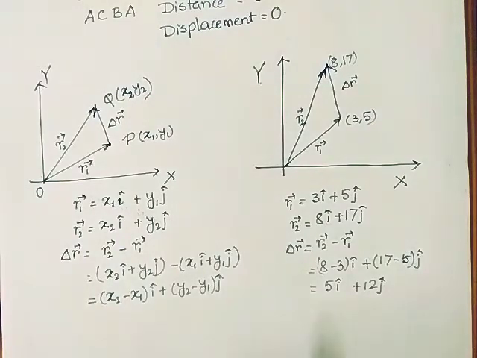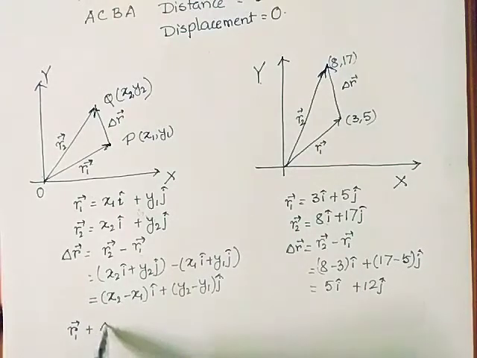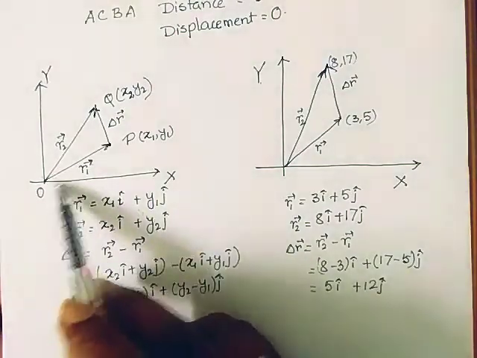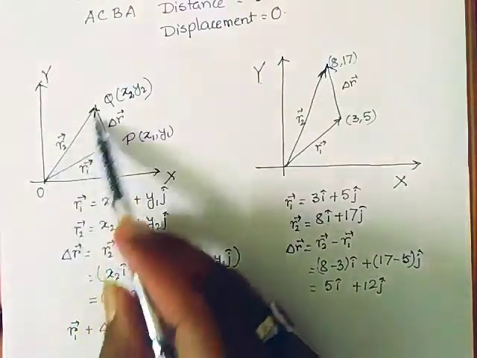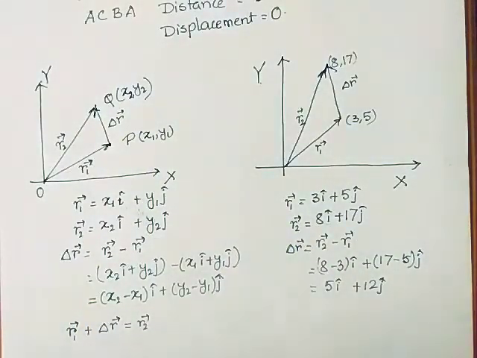Now we know the triangle law of vector addition. So if we connect this here, then according to the triangle law of vector addition, r1 vector plus del r vector equal to r2 vector. So this is the triangle law of vector addition. This thing also you should notice.